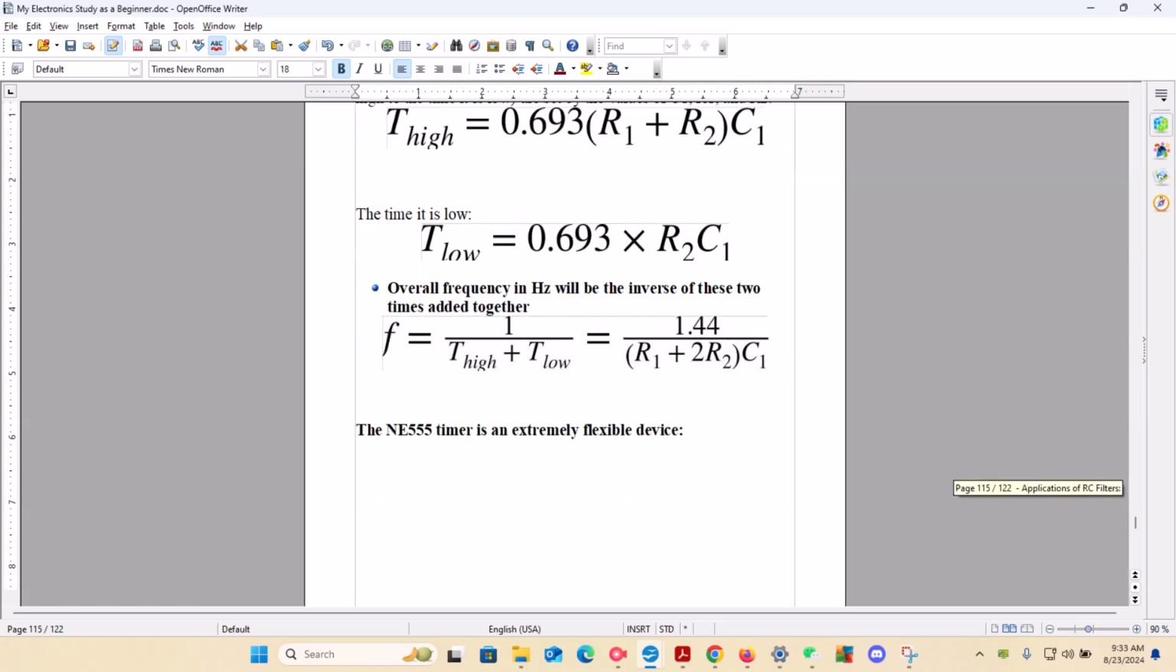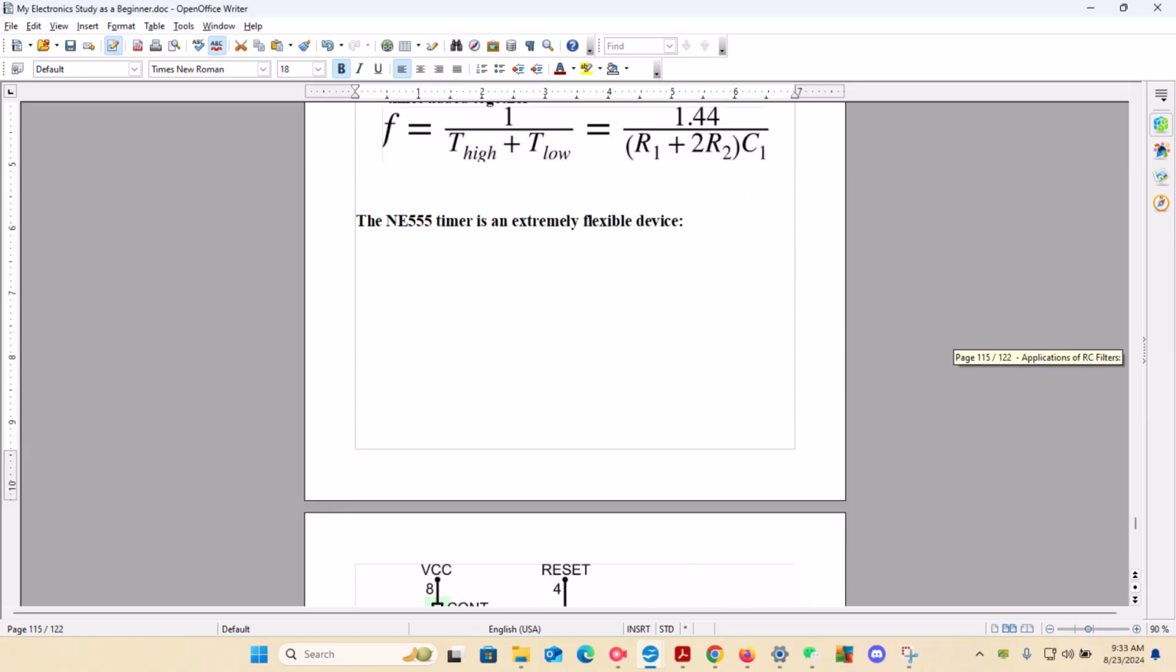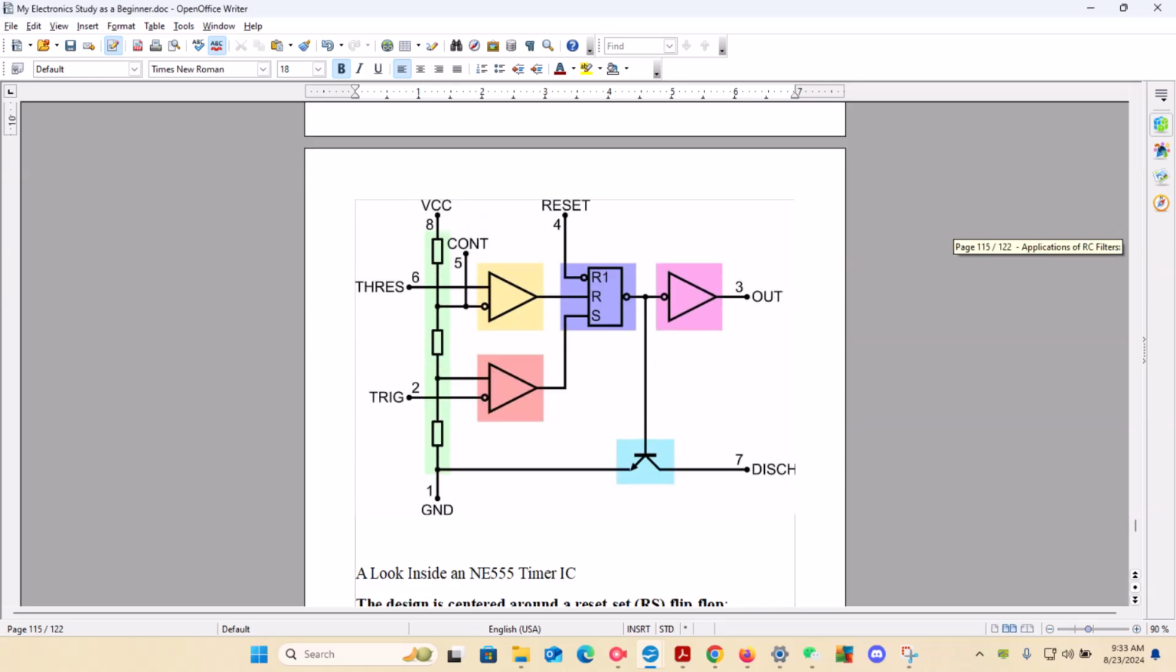So that is our formula we should consider for frequency. Now, in terms of our NE555 timer, we should note that it's an extremely flexible device. It has lots of things it can do. That is, it's kind of its features if you want to look at it that way. Now, as it relates to that, we want to look at the logical operators. So when we see a sideways triangle, we're looking at logical operators.